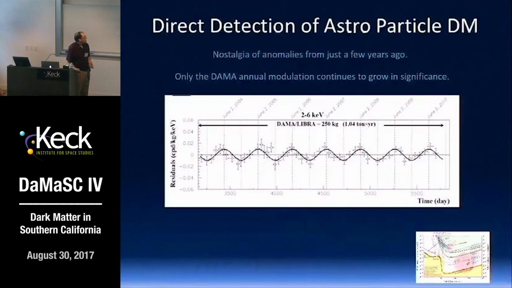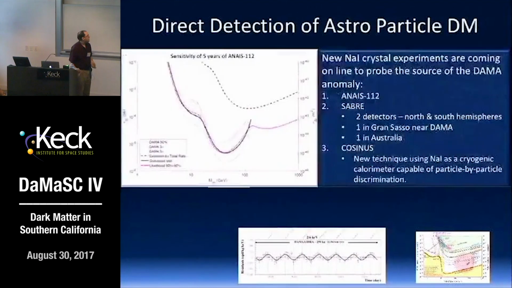What remains is a gamma modulation. That's a bit of an enigma. Luckily, we have new sodium iodide detectors coming online that will probe this in new controlled settings. ANAIS-112 will be able, with 5 years of data, to see the modulation and verify that it is indeed there in another detector. SABRE will come online, 2 detectors, one in the northern hemisphere, one in the southern hemisphere, that will really tell us if we're looking at the same phase of modulation, such as the dark matter wind, or opposite phase, such as a seasonal effect through weather, maybe.